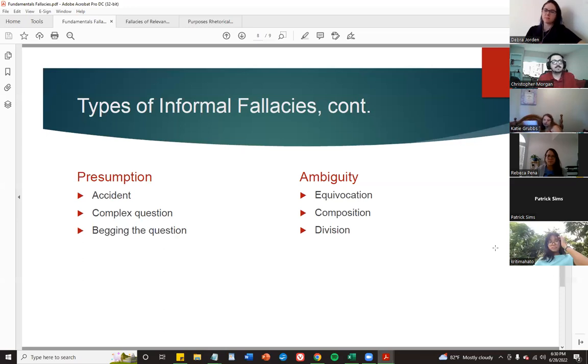Fallacies of ambiguity. These include one of my favorites, equivocation. Using a word with two different meanings, clearly using both meanings in a different context. Something like, all plants produce oxygen. This plant is a coal plant. This is a coal plant, therefore this coal plant produces oxygen.